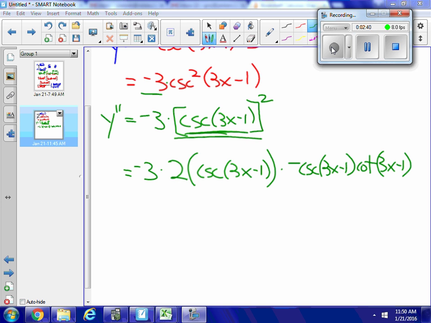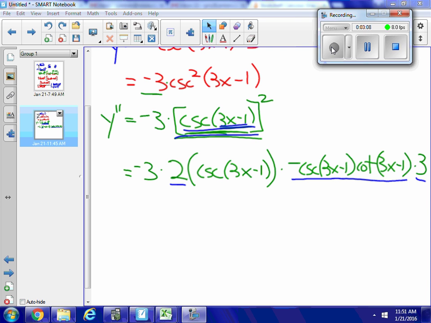So now I need to do the derivative of the very inside function, which is 3x minus 1, and that's times 3. So we work outside to inside. First doing the large function and putting the 2 in front of it, then doing the next inside function, which was the cosecant function, which we did right here, and then doing the very inside function, which was the 3.